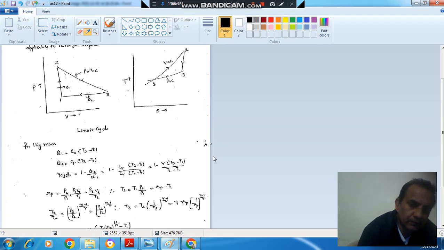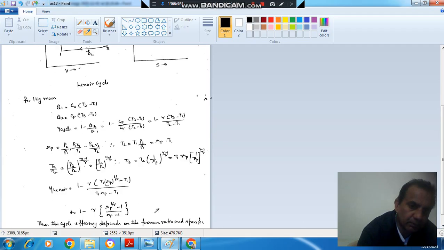So if we solve it, then it will be Rp raised to power 1 by gamma, or Rp raised to power (1 minus (gamma minus 1) by gamma), which will be 1 by gamma. Okay, so now we have the value of T3 in terms of T1, and the value of T2 in terms of T1.